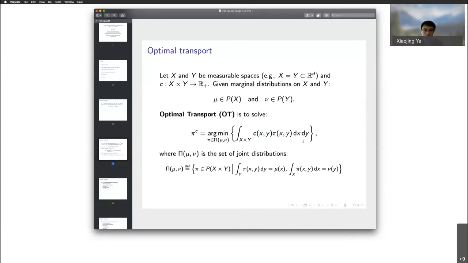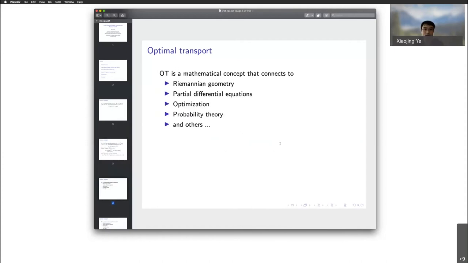If you compute this and plug it back into the objective function, what you get is the so-called Wasserstein distance, depending on the choice of your C. This is actually a distance between two probability distributions. It has many applications and lots of connections with different branches of mathematics. For example, it is related to Riemannian geometry, PDEs, optimization, and probability theory.